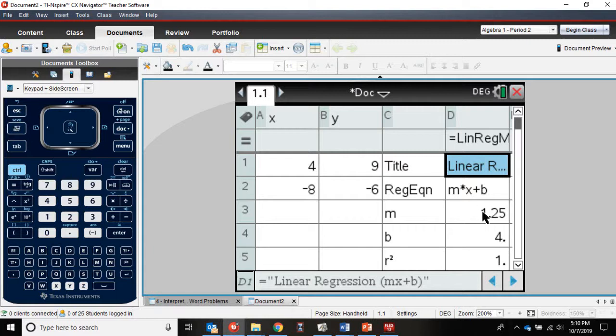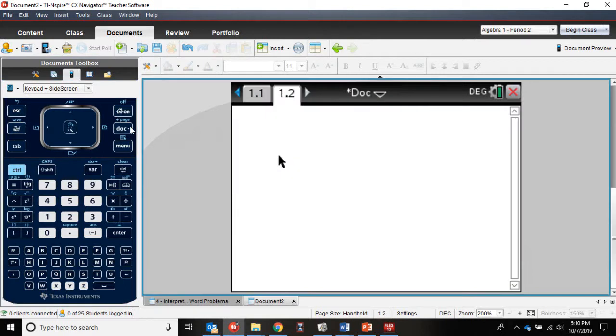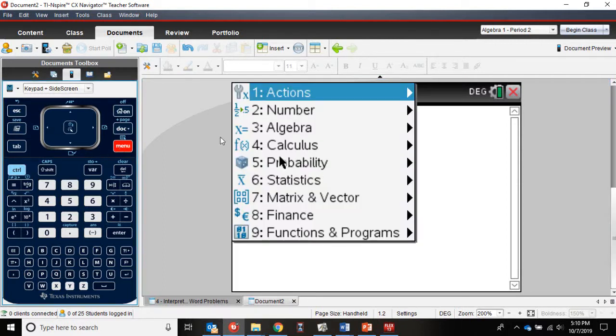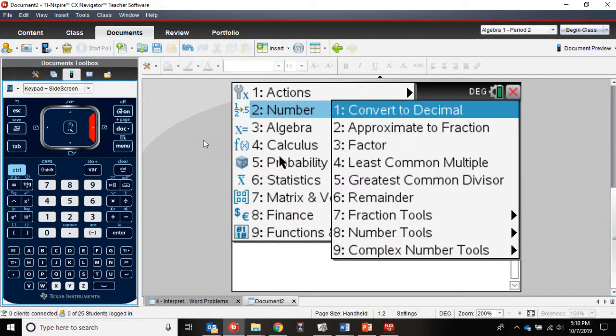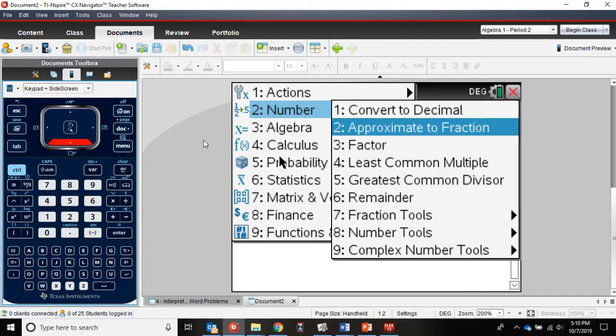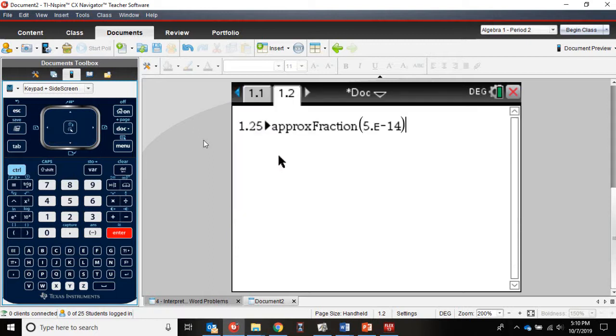And how do I get this 1.25 to become a fraction? Because I like fractions for slope. And so we're going to press Control Doc number 1, and we're going to type in 1.25. And it says if you want to convert it to a fraction, press menu, number, which is 2, and then you approximate it to a fraction. So it's menu 2, right? Menu number fraction. And then you press enter, and you get 5/4, which is what we got whenever we calculated it using the slope formula.